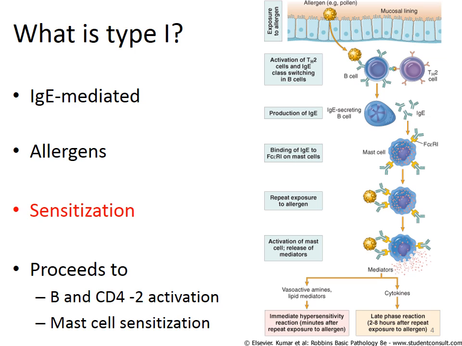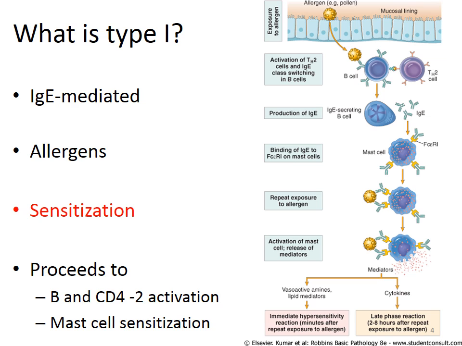So what happens here is you proceed to what we call a B cell and a CD4 or a helper T cell activation. And the CD4 subtype that's used here is called CD4-2. This is a subset of helper T cells, and they're specifically involved in this allergic type of response. And the goal here is to sensitize mast cells. Mast cells are the cells that are responsible for releasing all sorts of chemical mediators to stimulate that allergic reaction, including things like histamine.